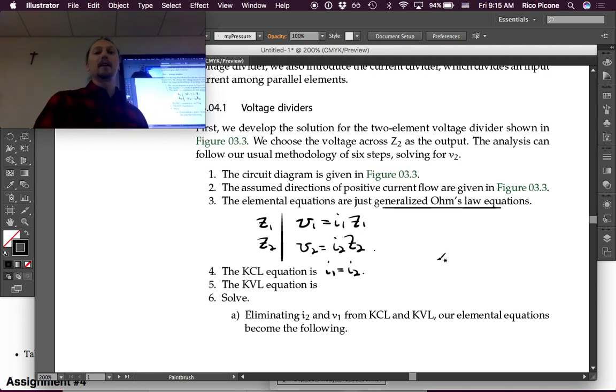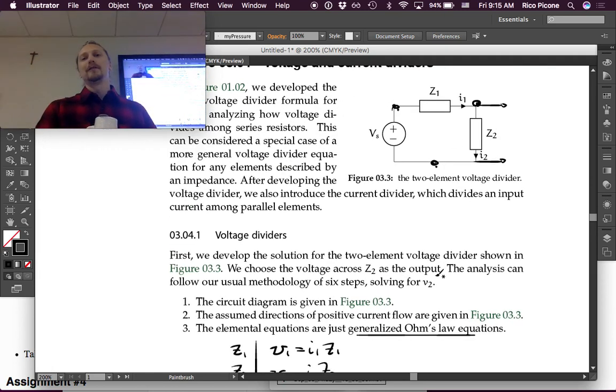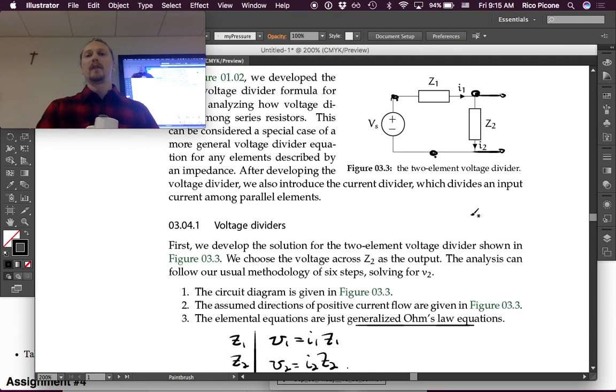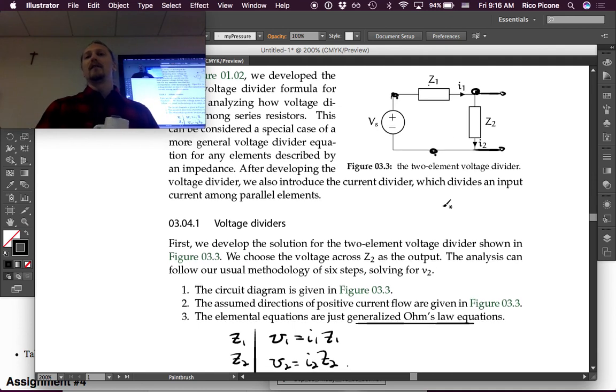The KVL equation, so there's only one loop, right? Since we want to solve for V2, let's write it in terms of V1. V1 equals, because that means we're going to eliminate V1, and that's what we want to do. So V1 equals Vs minus V2, right?